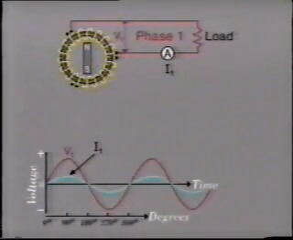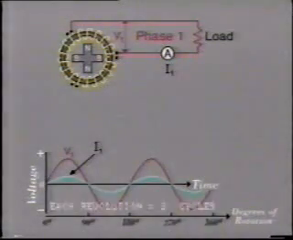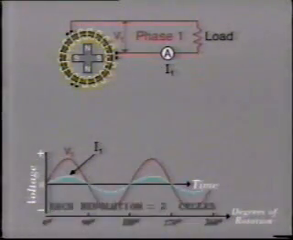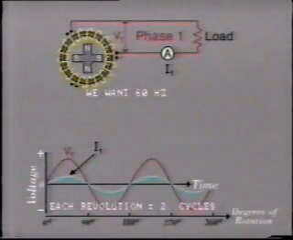On some generators, the rotor is built with 4 poles instead of 2. That is, 2 north poles and 2 south, like this. Now, each single revolution of the rotor will generate 2 complete voltage cycles. So at what speed will the generator need to run in order to produce a frequency of 60 hertz?